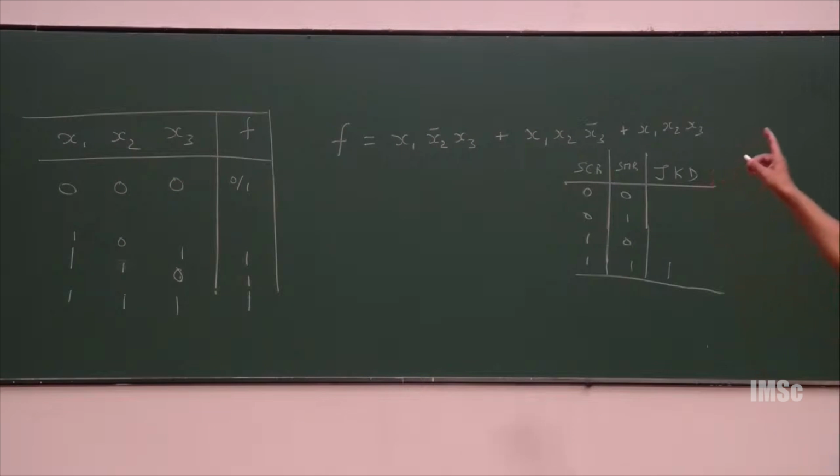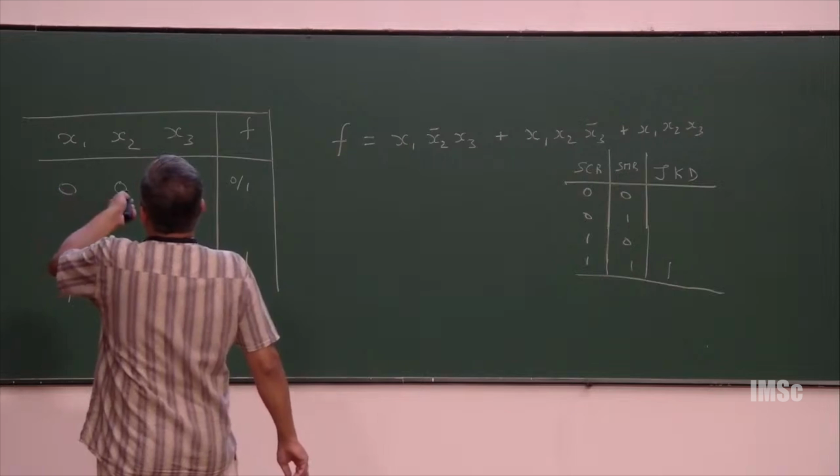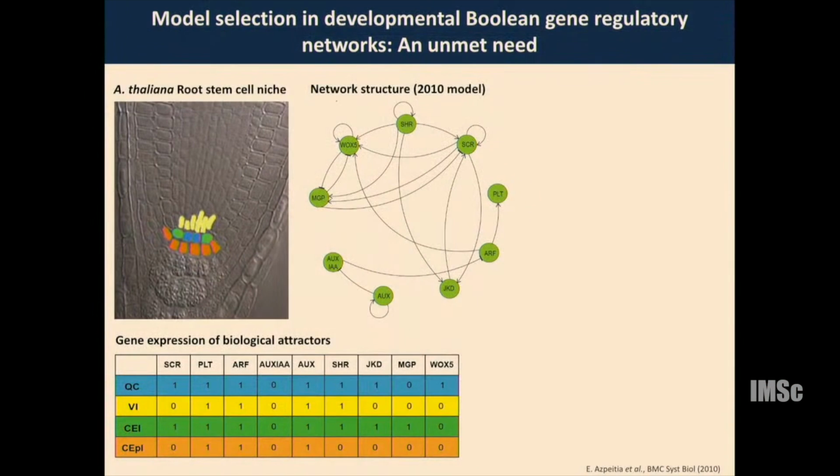What we are trying to see is how many possible functions out of the 16 possibilities can fit the four attractors. Similarly, in the second one, when SCR is 0, SHR is 1, JKD is 0. This gets fixed. You can't play with it. Then SCR is 1, SHR is 1, JKD is 1, which we have already got. And then 0, 0, 0. This gets fixed. So these are fixed. Now there is only one row in this truth table which you can play with, and there are two possibilities. So there are two possible functions which you can fit the data with.